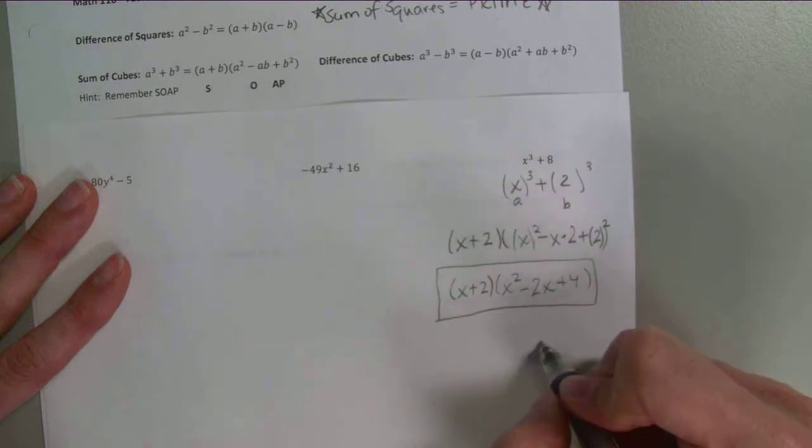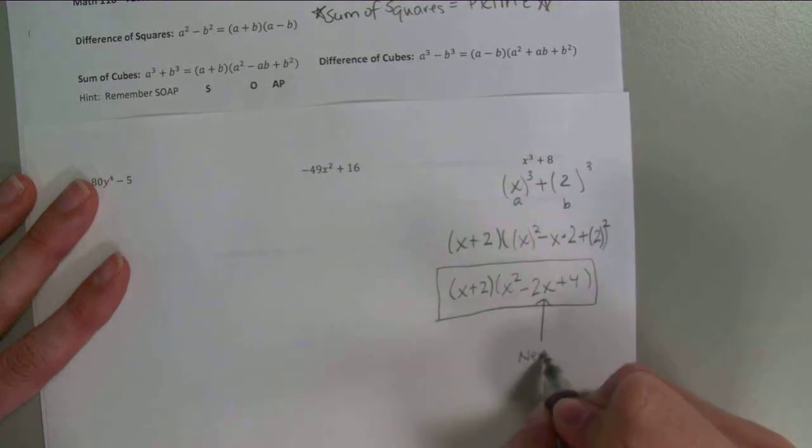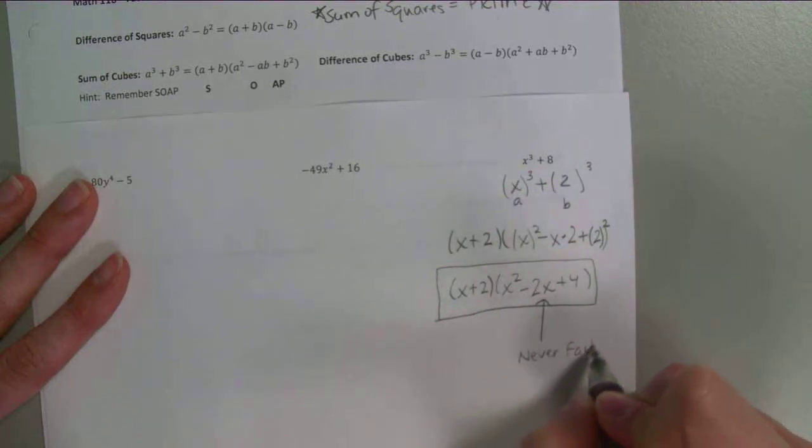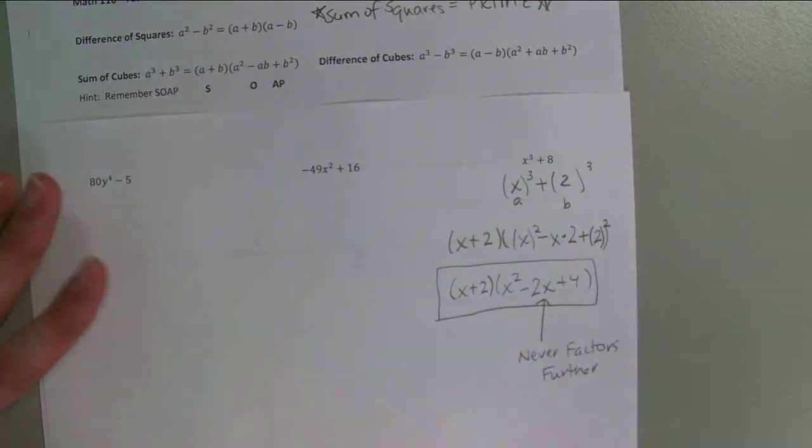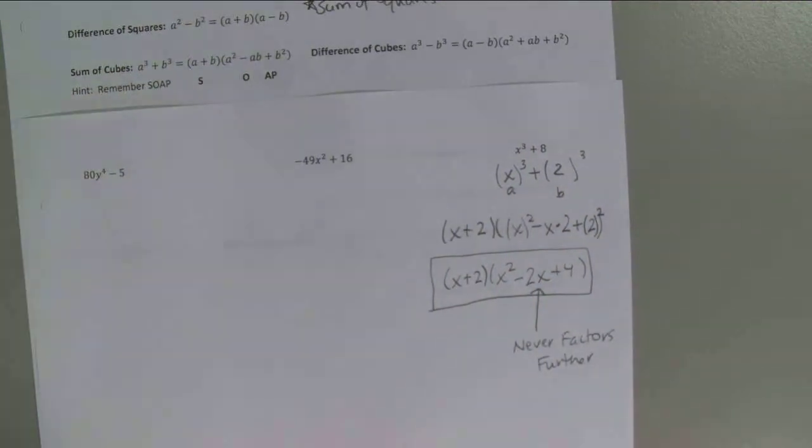One thing to note is this never factors further. The reason I'm noting that is because you guys are going to be like AC maniacs. So anytime you see a trinomial, you're going to want to factor it. And with the cubic formula, guys, once you factor it, it won't factor any further. There's no factors of 4 that add up to -2. You're just going to be done.